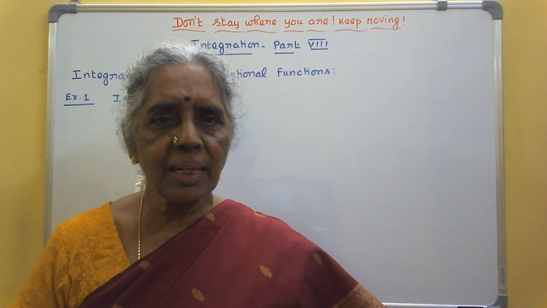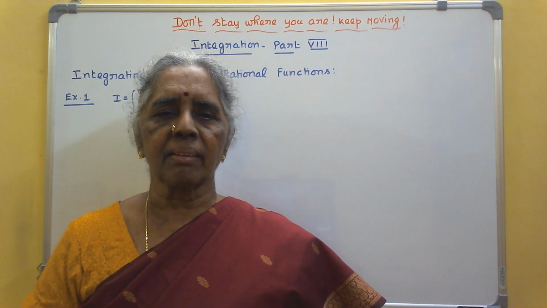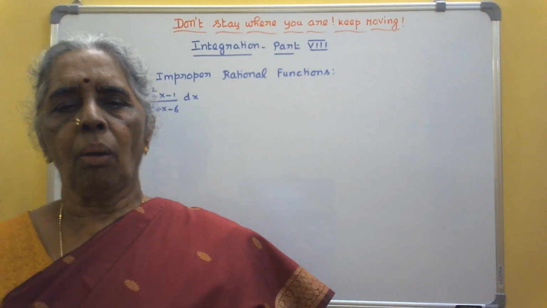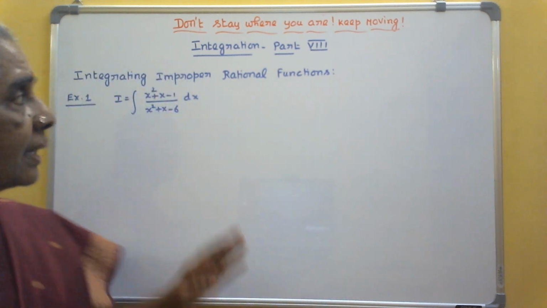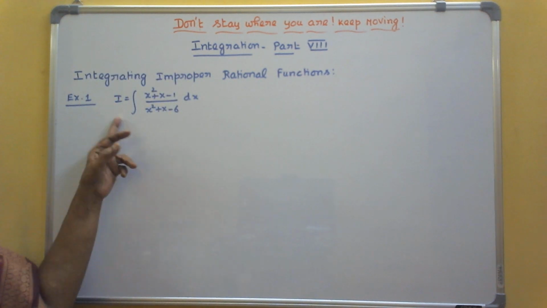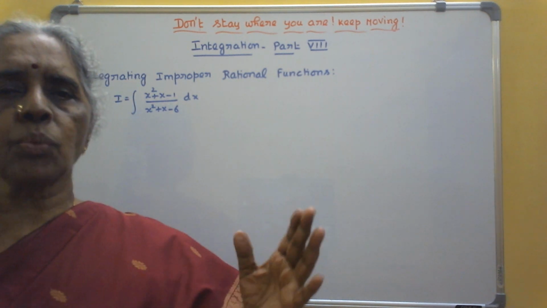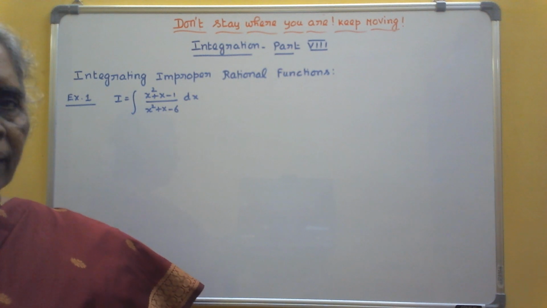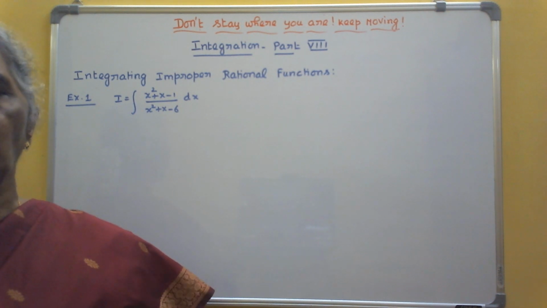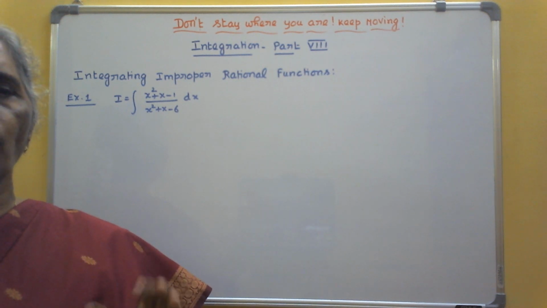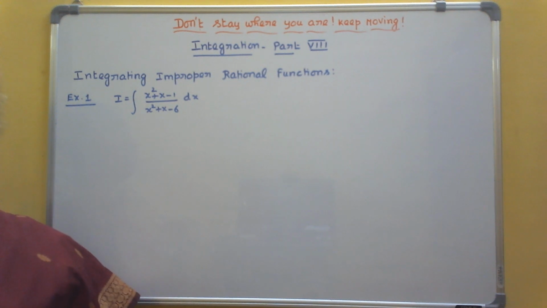What is an improper rational function? Do you remember? The degree of the numerator is equal to or greater than that of the denominator. Now let us see the first example. I is equal to the integral of (x squared plus x minus 1) by (x squared plus x minus 6). Here the degree of the numerator is the same as the degree of the denominator, so this is an improper rational function. But definitely the denominator will be factorizable.